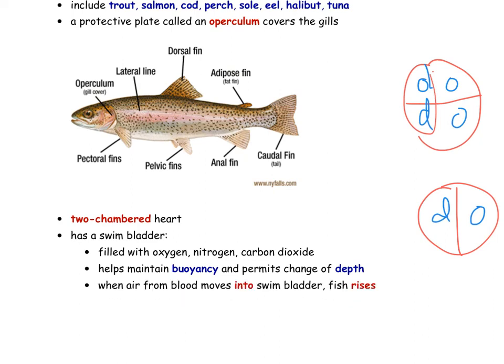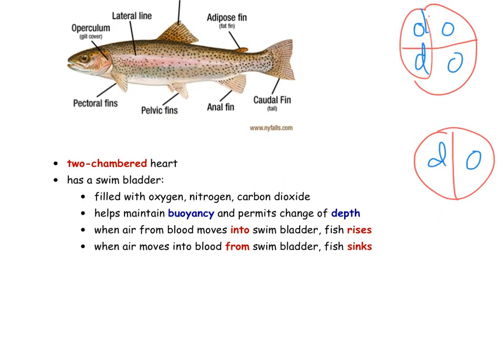As you would imagine, when air enters into the swim bladder, the fish is going to rise. Think about it like if you were to take a deep breath in while you were in a body of water, you would likely become more buoyant. And when air moves into the blood from the swim bladder, then the fish is going to sink, in the same way that if you were to exhale, your buoyancy would be decreased.